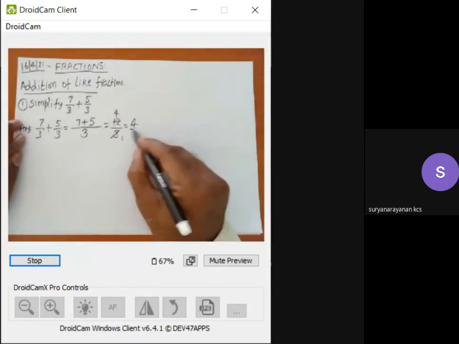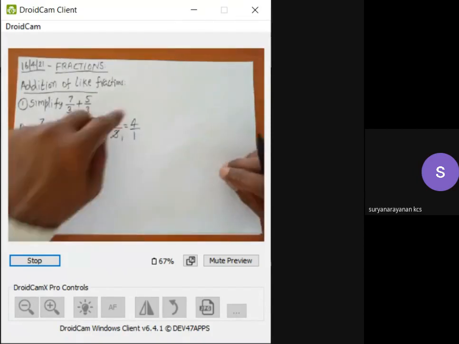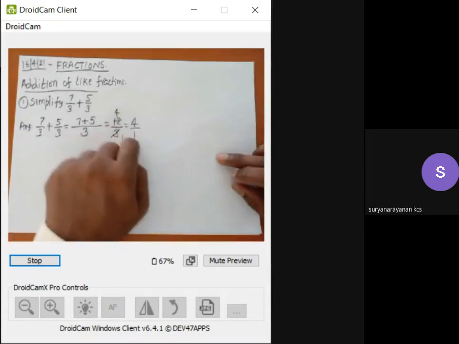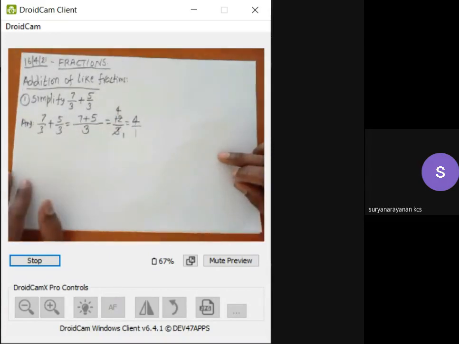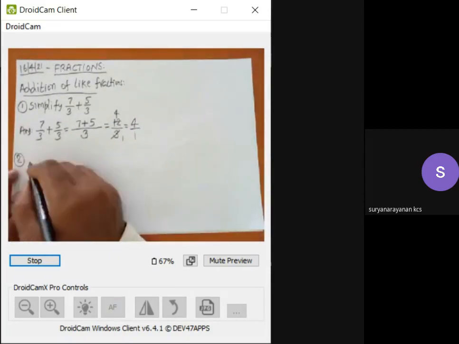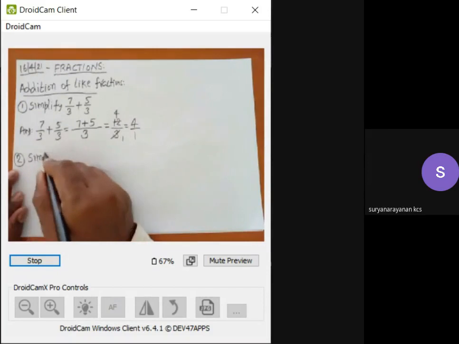So here, the denominator 1. For 1 and 4, if you write the factors for numerator and denominator, there is only 1 as a common factor. Except 1, there is no common factor for these two numbers. So in this case, we say that this fraction is in the simplest form. Let us take another example.